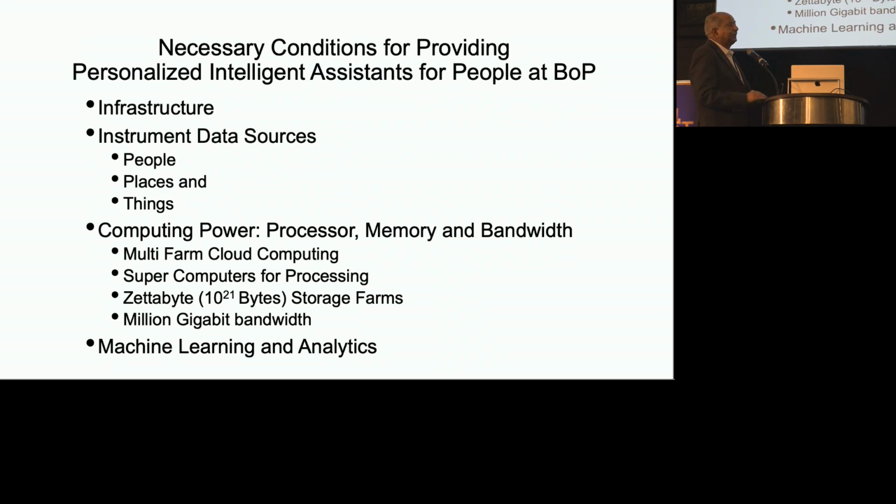So there are a bunch of necessary conditions, if we're going to assume that. We need infrastructure, smartphones, and we also need information about people, places, and things. We also need access to computing power, memory, and bandwidth. We also need lifelong learning systems.